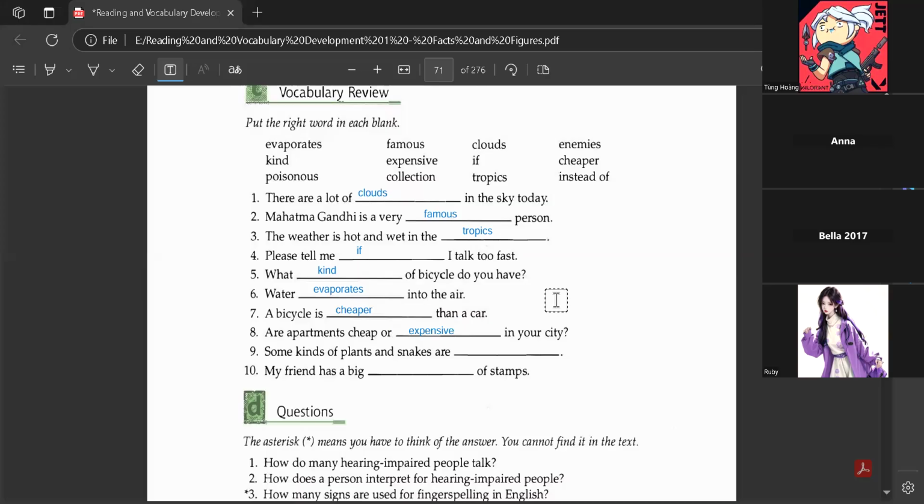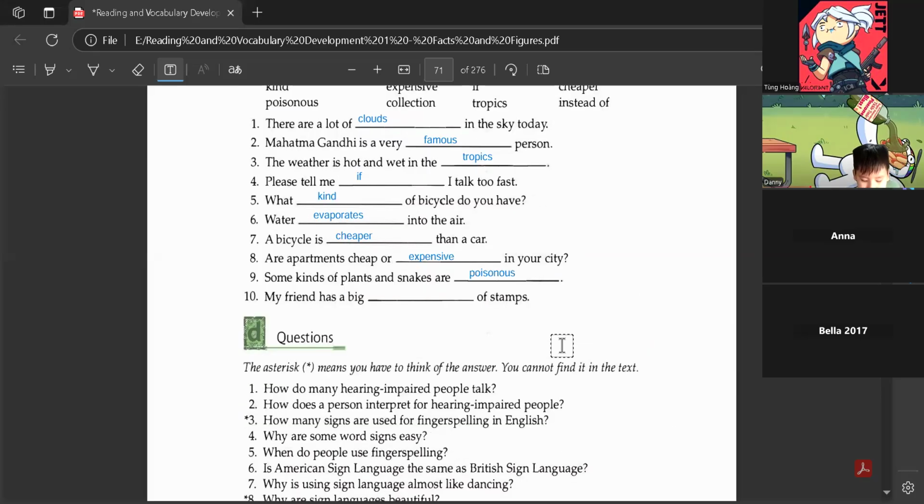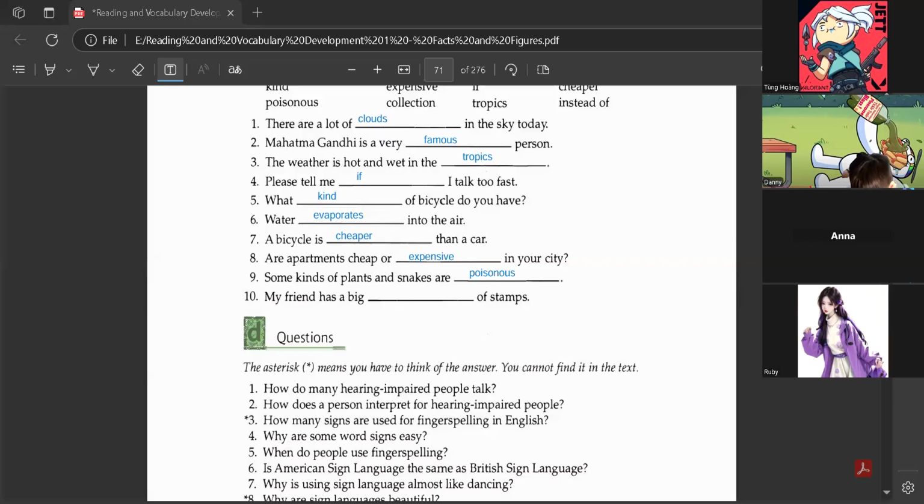Number nine. Some kind of plants and snakes are, Danny, kind of poisonous. Poisonous. Okay. Number 10. My friend has a big, Ruby, collection of stamps.